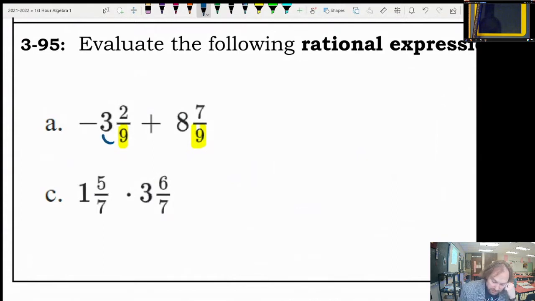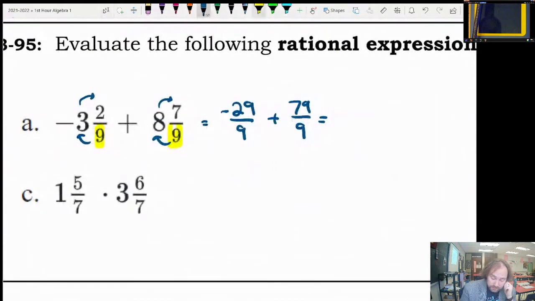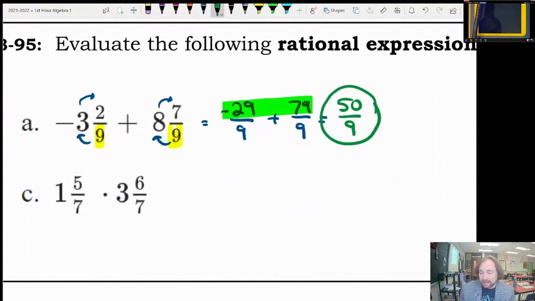Let's start by doing 9 times 3 is 27. 27 plus 2 is going to give us negative 29 over 9. 9 times 8 is 72. 72 plus 7 is going to be 79 over 9. And now we can just add those two numbers together. Negative 29 plus 79 is going to give us 50. 50 over 9, and I would circle that and call it a day. I don't think it simplifies at all anyway.